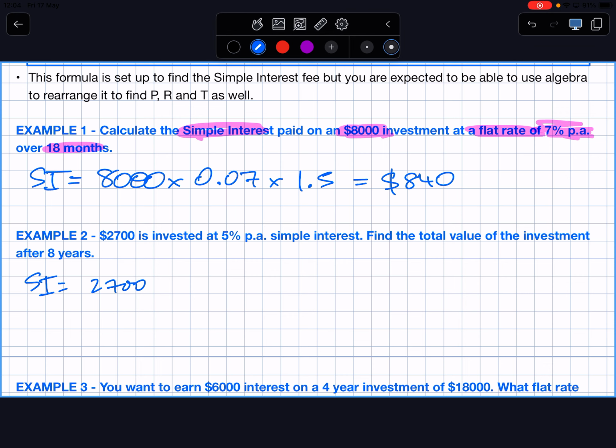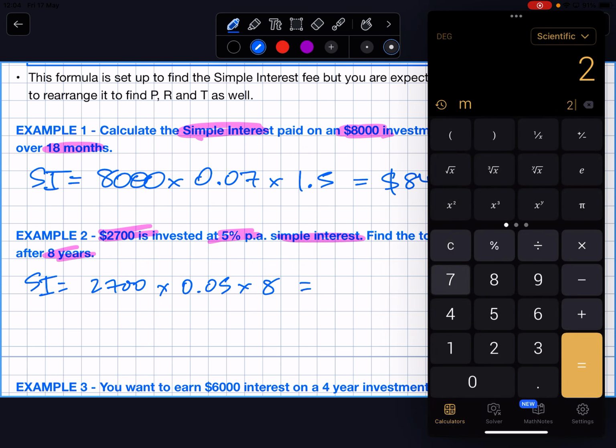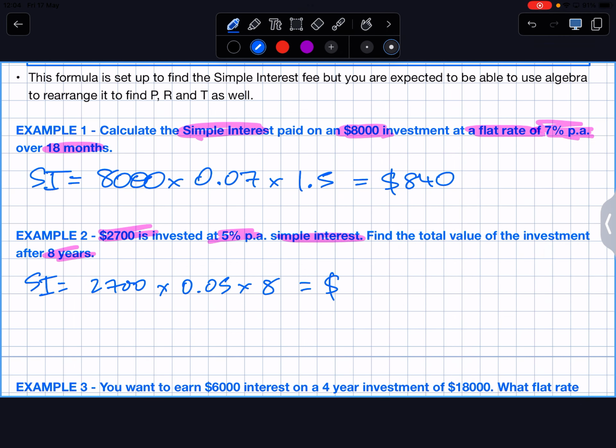Sorry, I should highlight, be consistent. 2,700 invested at 5%, simple interest, after 8 years. 2,700 times by 0.05 times by 8. So over those 8 years, you're going to have 1,080 interest. But what's the total value of the investment going to be?